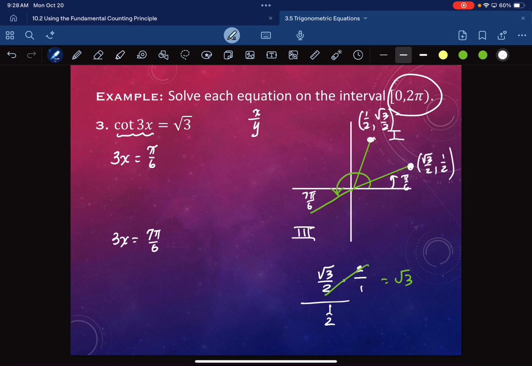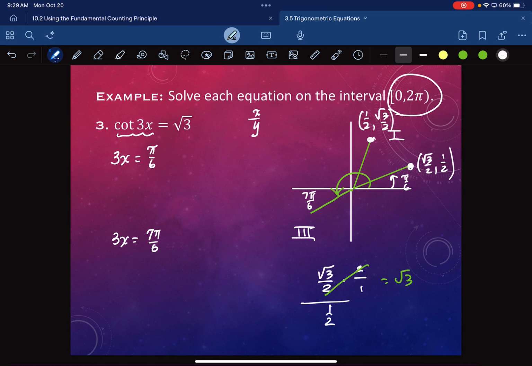3. So if I went around the unit circle 3 times, all the way around 3 times, I'd get 6 pi. And if I divide 6 pi by 3, what do I get? 2 pi. So what does that mean? Well, it means that for quadrant 1, where I have pi over 6, and quadrant 3, where I have 7 pi over 6, I have to go around 2 pi more, 2 times.